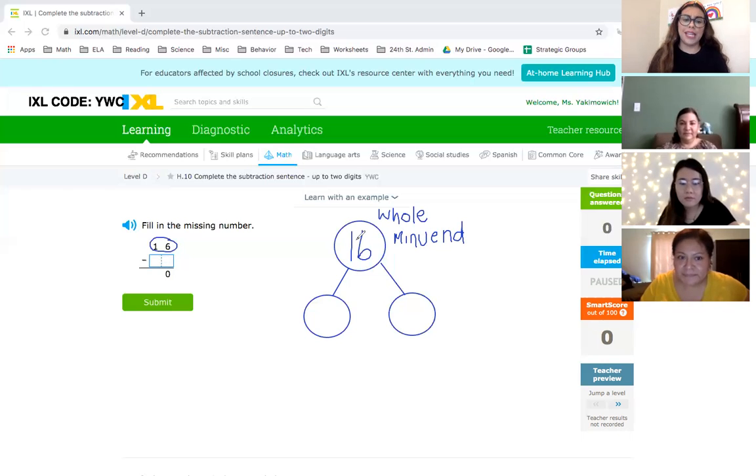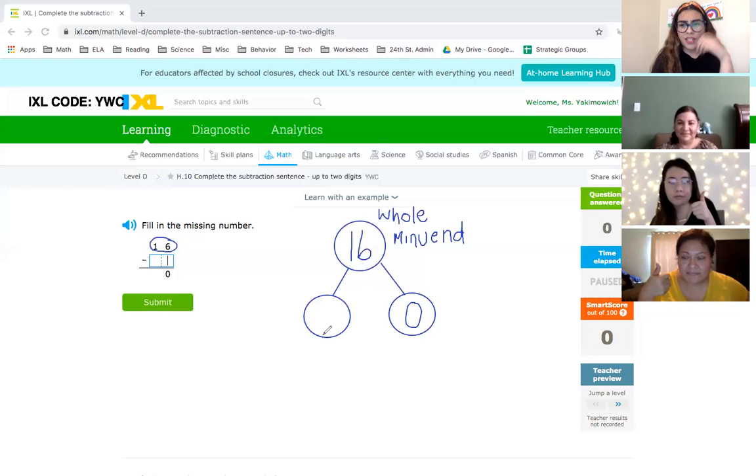Then we have a blank, so we don't know what that's going to be, but then it equals 0. We need to figure out what this number is. Does anyone have an idea of how I can figure that out? I know I used my tool, but what do I do next? Ms. Rosales, can you help us out? What should I do to solve for this missing number?